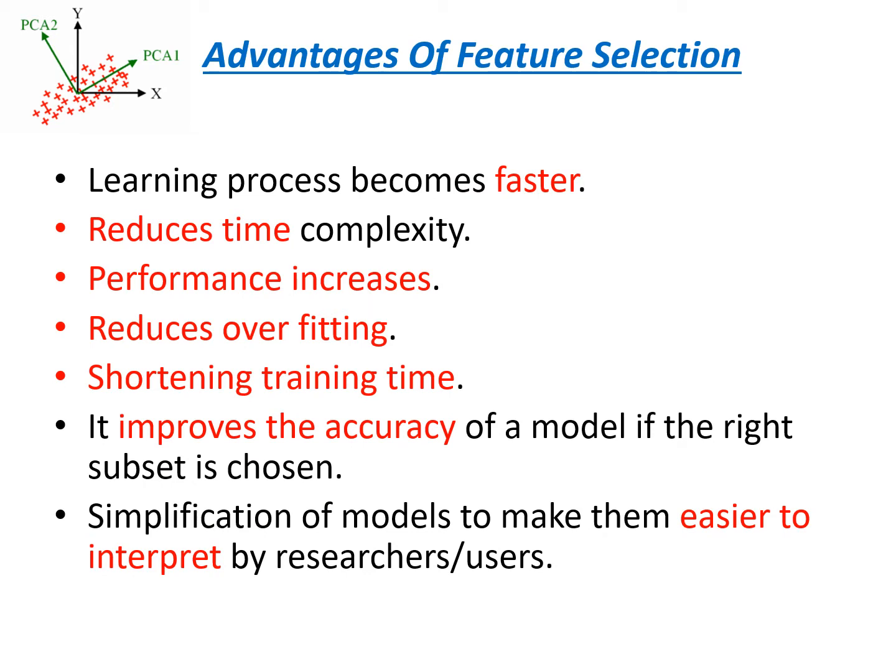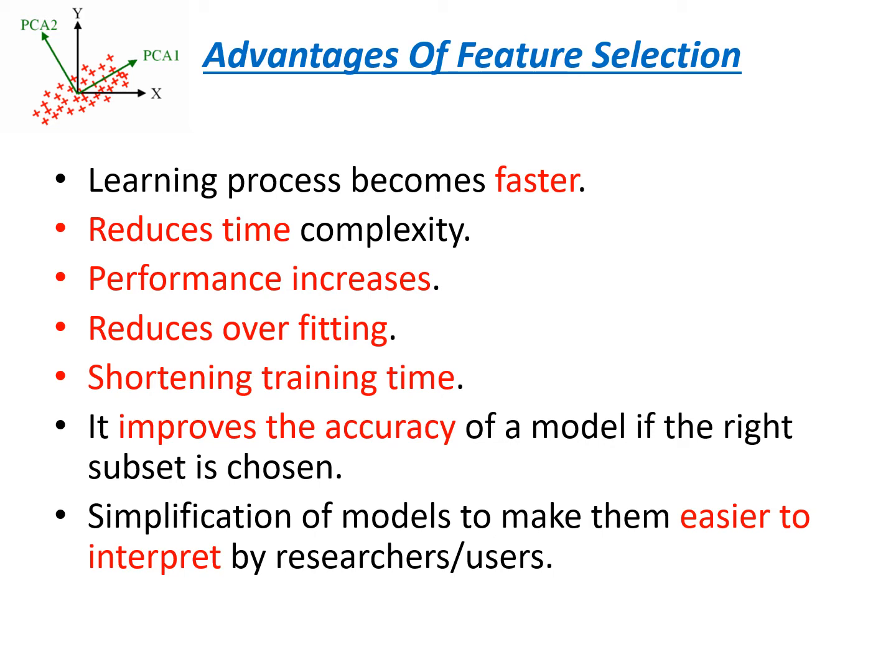Now we will see the advantages of feature selection. The learning process becomes faster because we are trying to remove the unwanted features, and we are only considering the most appropriate ones. It reduces the time complexity, performance increases, reduces overfitting, shortens training time, and improves the accuracy of the model if the right subset is chosen. Then it simplifies models to make them easier to interpret by researchers or users.